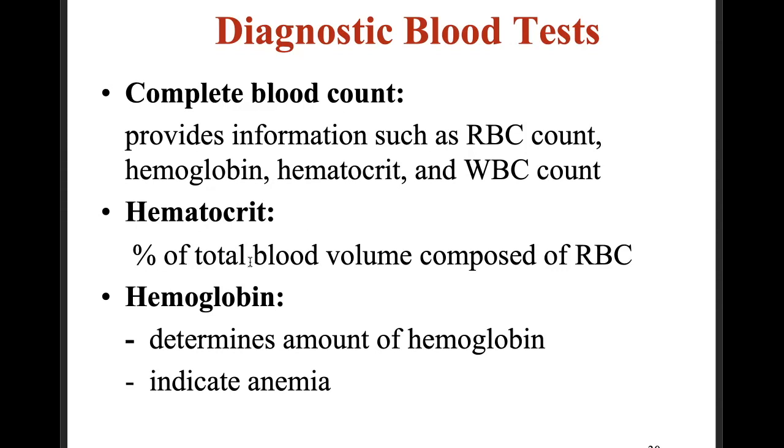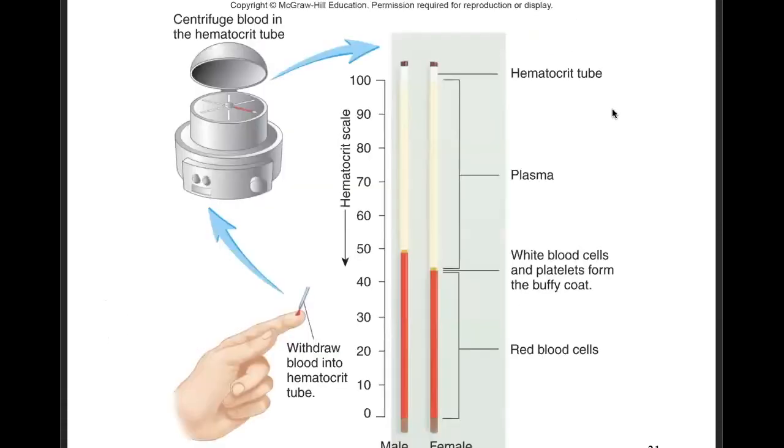So we also have your hematocrit. Hematocrit is the percent of total blood volume composed of your RBC. Your hemoglobin test determines the amount of hemoglobin. If you have a low hemoglobin level, it means you have anemia. Hemoglobin for male is 14 to 18 grams per 100 ml, while female is 12 to 16 grams per 100 ml. Okay, so this is your hematocrit, which is being checked.